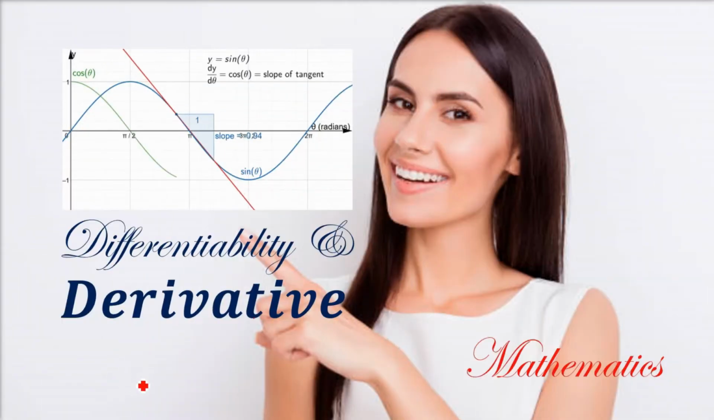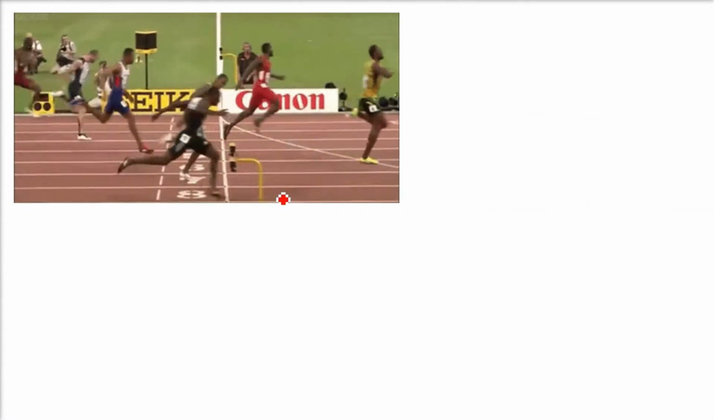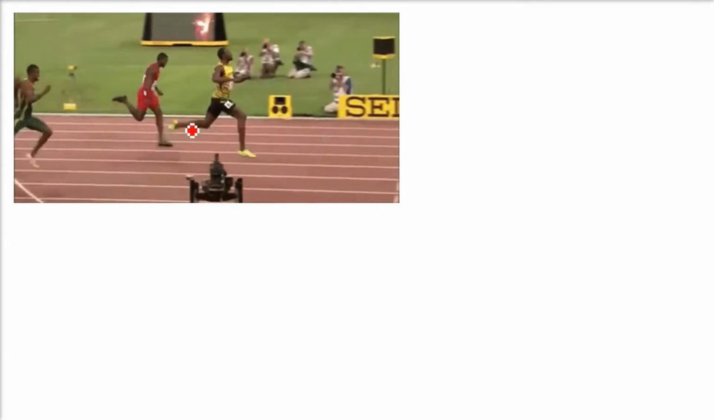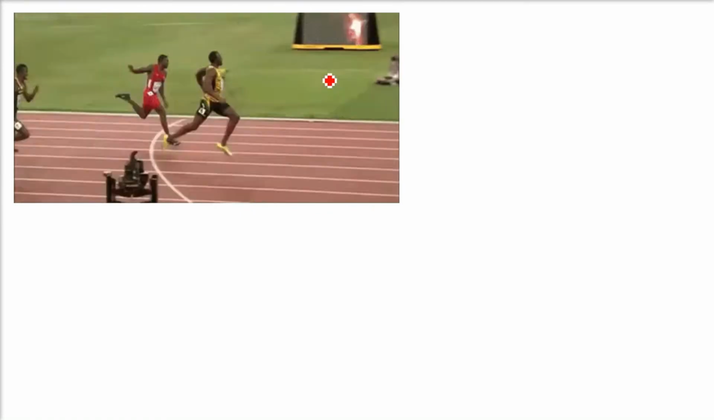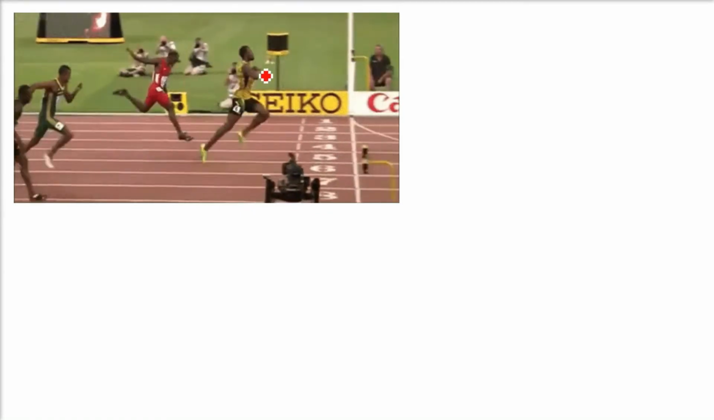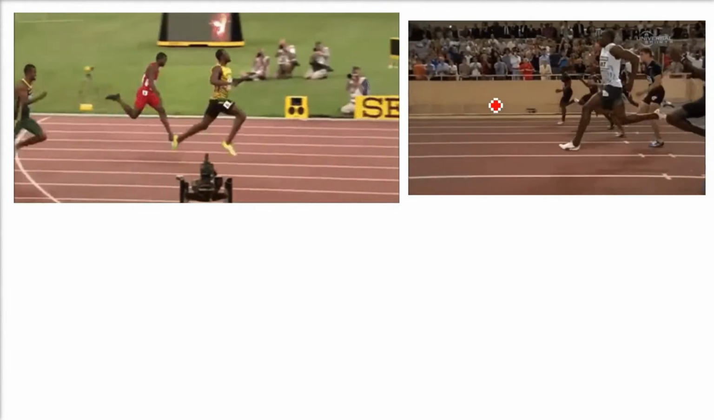What is differentiability and derivative? So what is the actual concept behind it? Before we go ahead, let me give you an example. Now you see here the fastest man on this earth. He made a world record of 100 meter in 9.58 seconds.